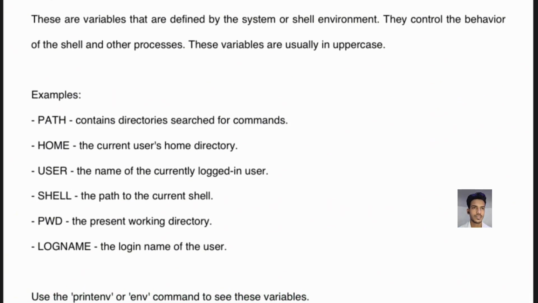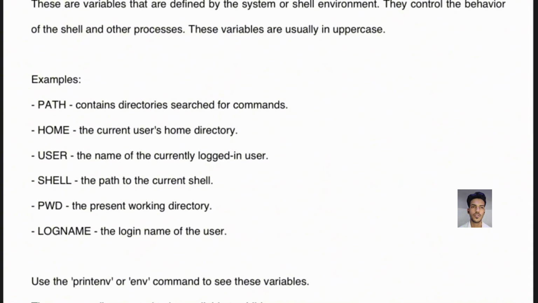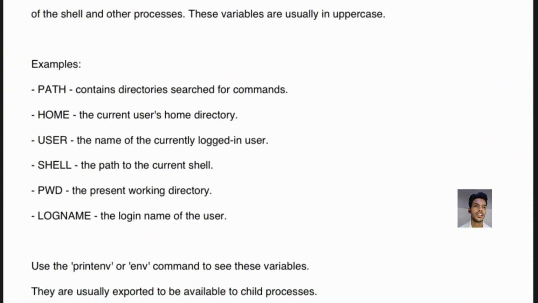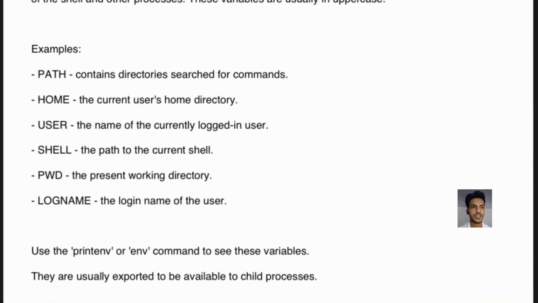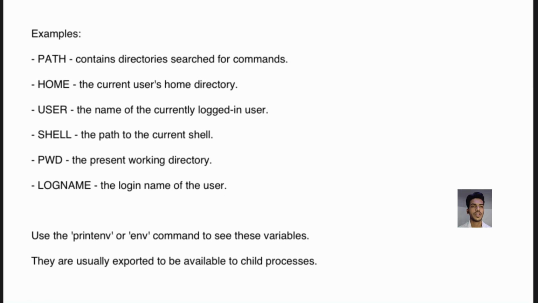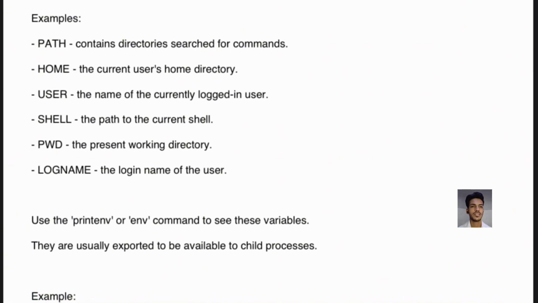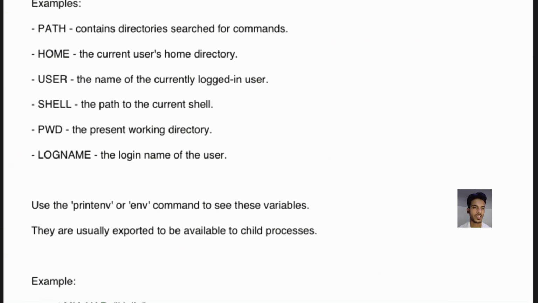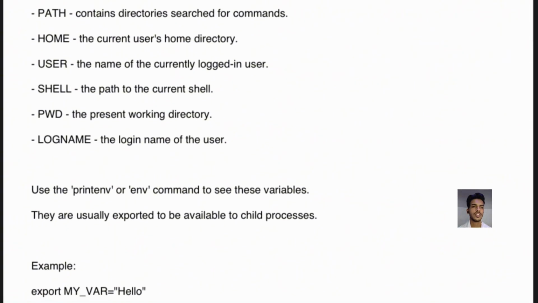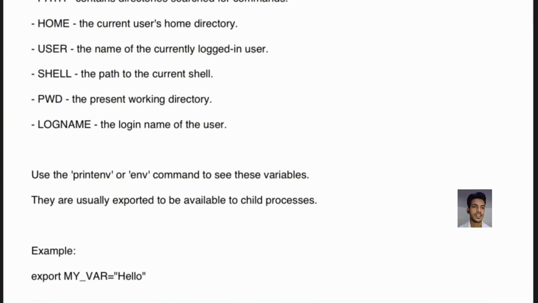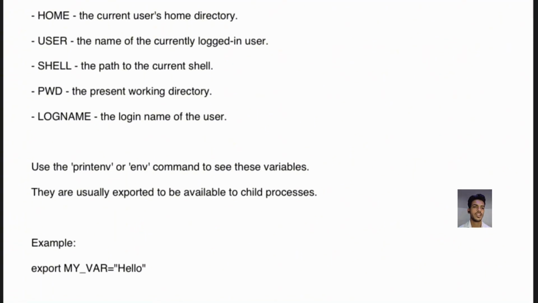HOME, the current user's home directory. USER, the name of the currently logged in user. SHELL, the path of the current shell. PWD, the present working directory. LOGNAME, the login name of the user. Users use the printenv or env command to see these variables.